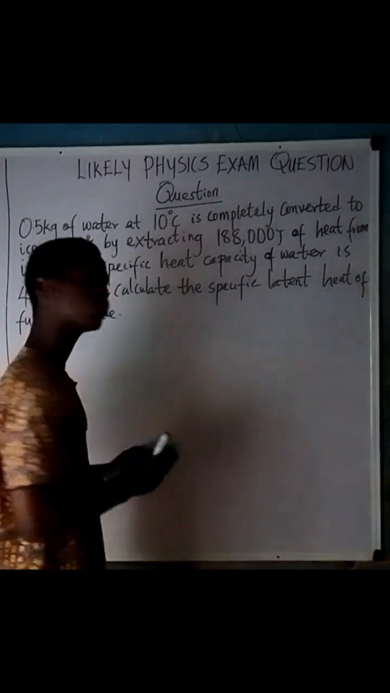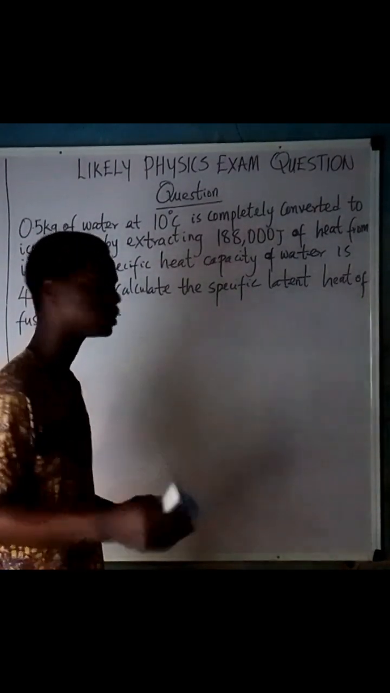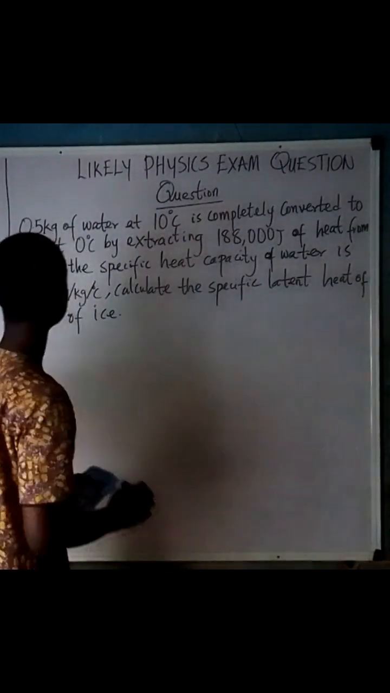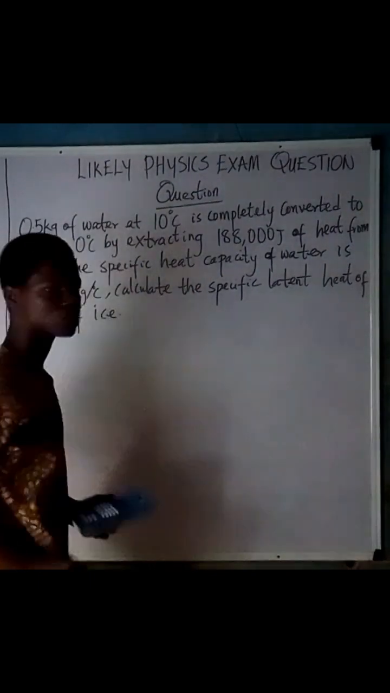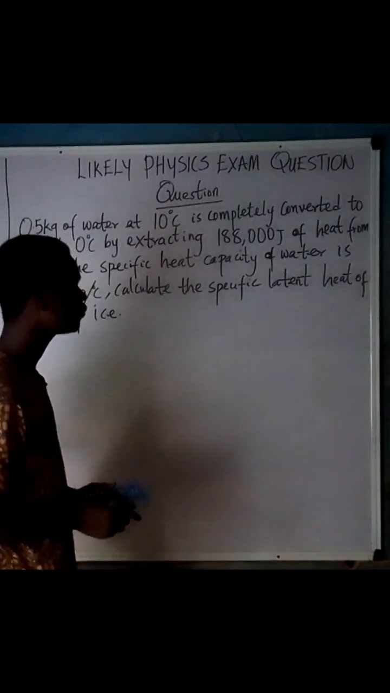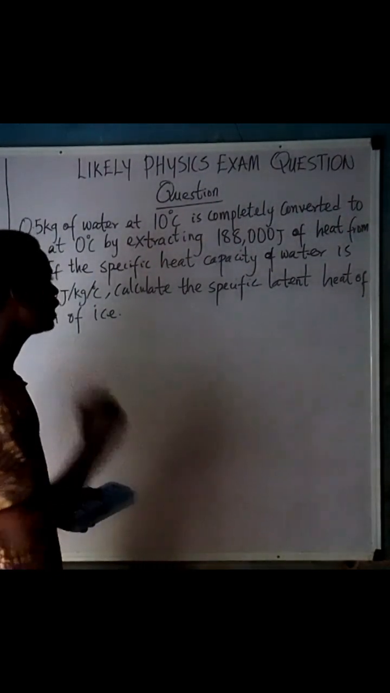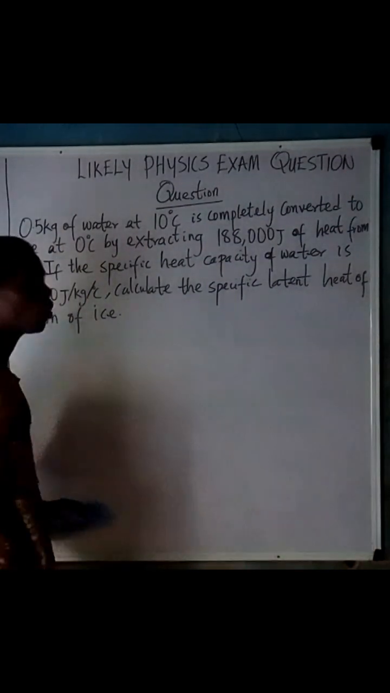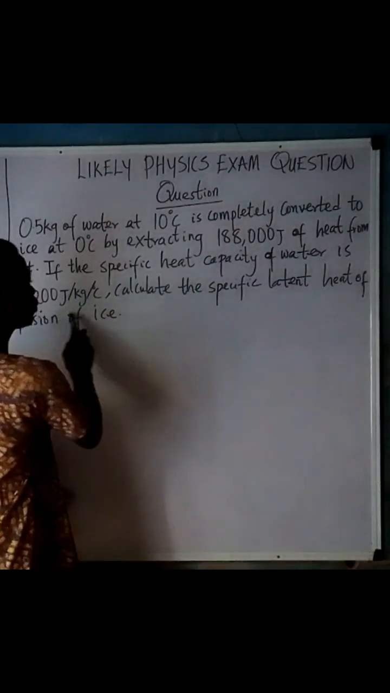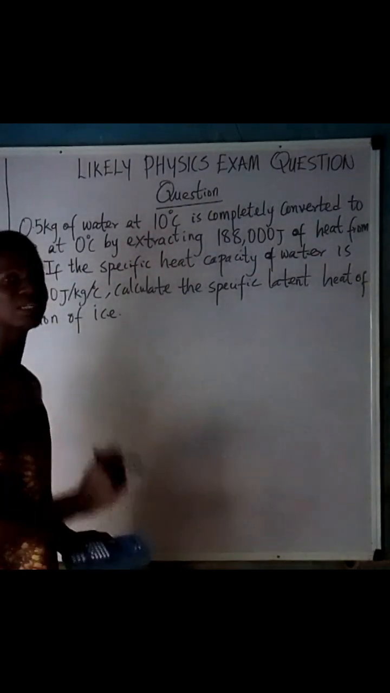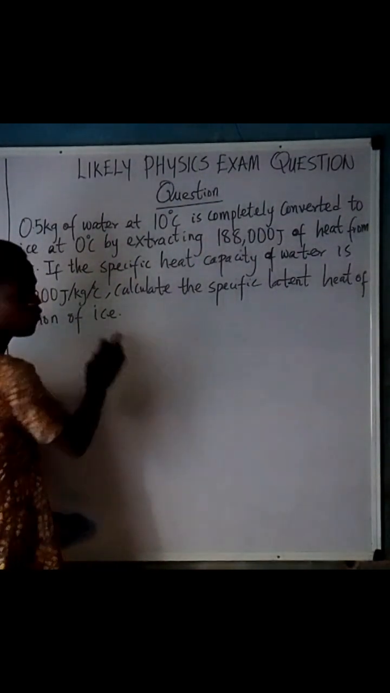Let's quickly look at this quick question on calorimetry. The question reads: 0.5 kg of water at 10 degrees Celsius is completely converted to ice at 0 degrees Celsius by extracting 188,000 joules of heat from it. Now, if the specific heat capacity of water is 4,200 joules per kilogram per degree Celsius, calculate the specific latent heat of fusion of ice.